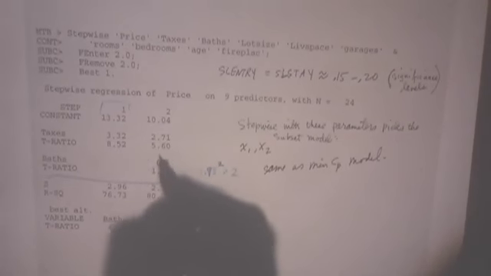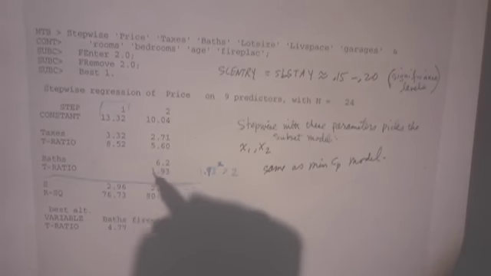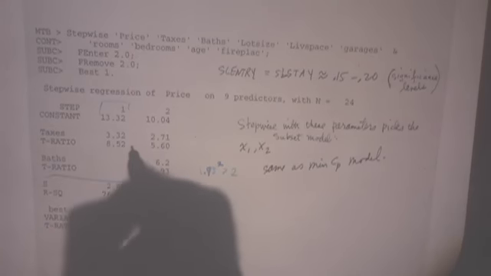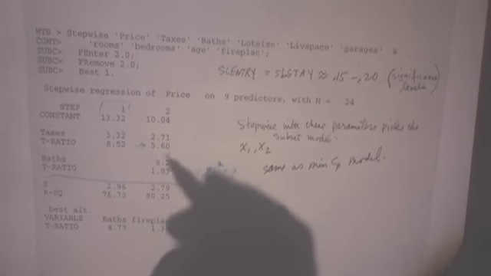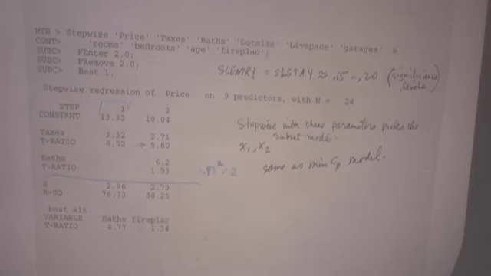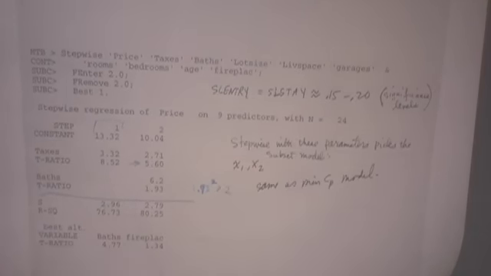Now, can I take anything out? Well, presumably taxes could have gone. The T ratio could have gone down. It did go down. It went from 8.52 to 5.60. So you see the T ratio of taxes went down when I added that new one in. But it didn't go down to something so that when I square it, it's less than 2. So I don't take it out. I obviously don't take this one out because already the square was bigger than 2. So nothing got taken out.